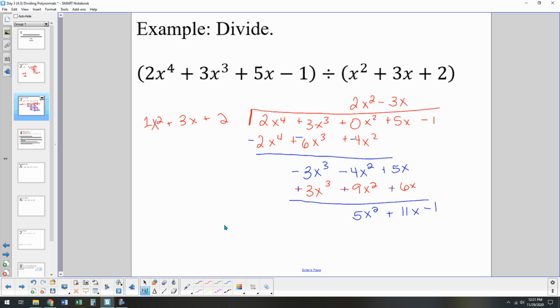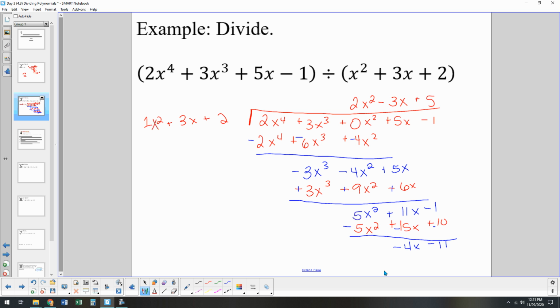So last, we're going to figure out what do I multiply x squared by to get 5x squared, and that's a positive 5. So again, we'll do all our multiplication. 5x squared plus 15x plus 10. And we'll subtract one last time. Subtract, subtract, subtract. Those canceled. We're left with negative 4x and negative 11.